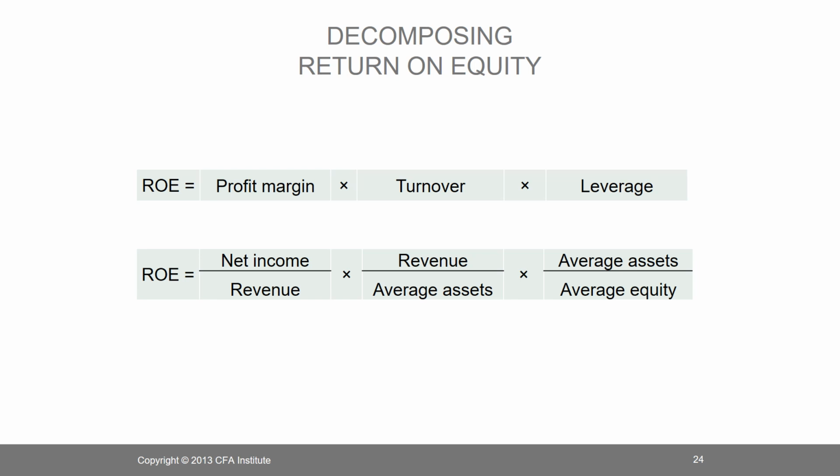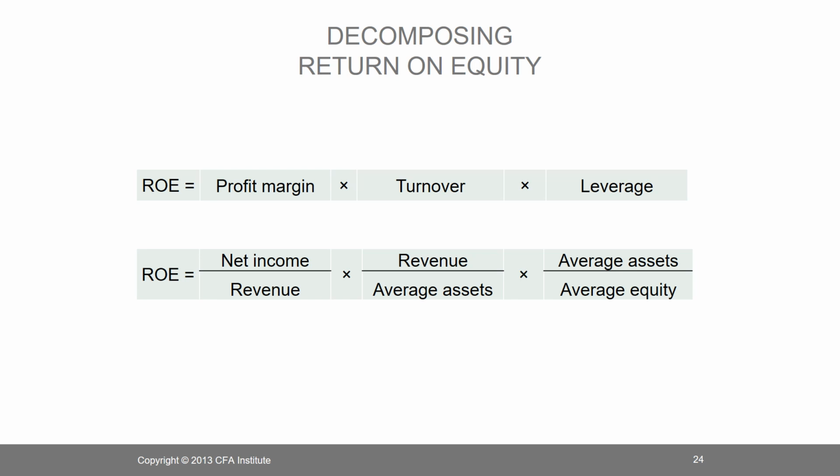First term on the right-hand side of this equation, which is profit margin, an indicator of profitability, shows how many dollars of income the company can generate for each dollar of revenue. Second term on the right, turnover, which is the asset turnover ratio, indicates efficiency, and it shows how many dollars of revenue the company can generate for each dollar of its assets. Third term on the right-hand side, which is leverage, is an indicator of solvency, and it shows how many dollars of assets are supported by each dollar of equity.